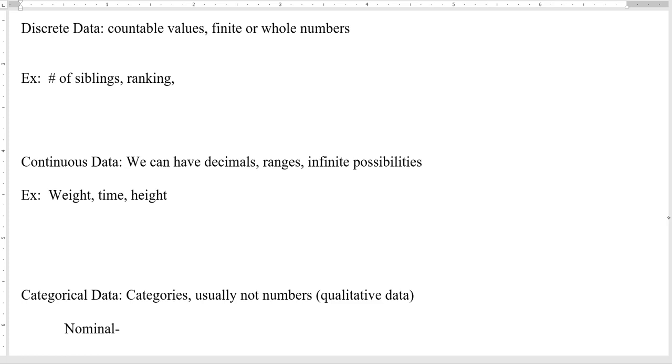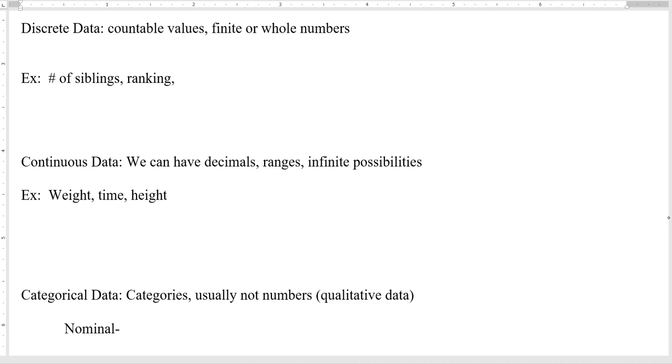Continuous data is where we can have decimals or ranges. Basically, you have an infinite number of possibilities. For example, what if I said somebody's weight? We collected that on people, right? And you're like, I am 187 pounds. Are you exactly 187 pounds? Or are you like 187.13?